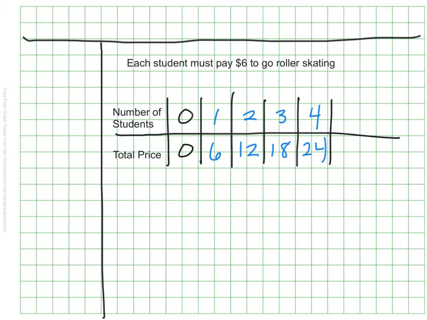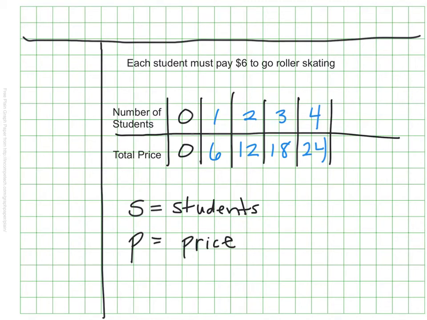To turn this information into an equation, we're going to need some variables. So we can probably use S for students. Just be careful that our S's don't look like the number 5, because that can happen sometimes. And also, let's go ahead and use P for the total price.